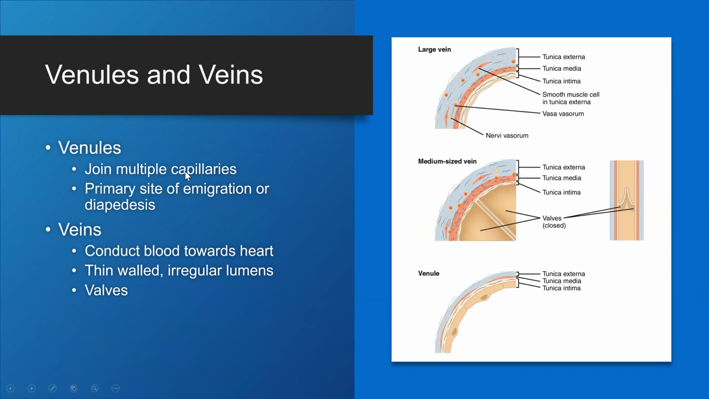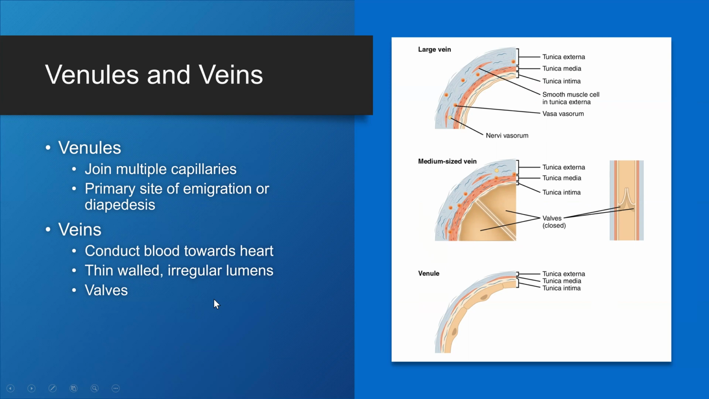Now, venules and veins. When multiple capillaries unite and join together, they form small venules. And this is a primary site of emigration or diapedesis, where white blood cells can exit your blood vessels and move towards your body tissues that might have infection or some damage. And veins: venules unite to form smaller veins and then larger veins. Veins conduct blood towards the heart. They are thin-walled, have an irregular lumen, and they have valves.